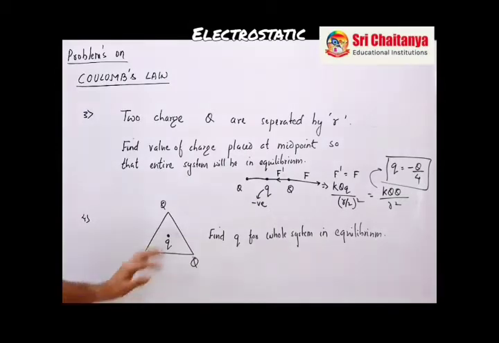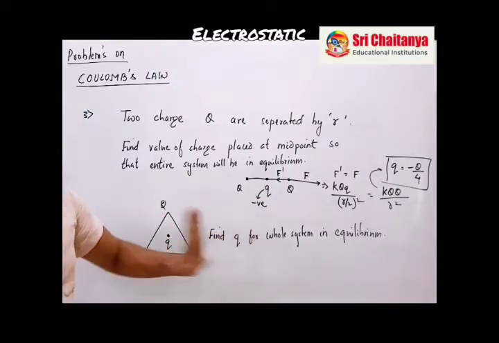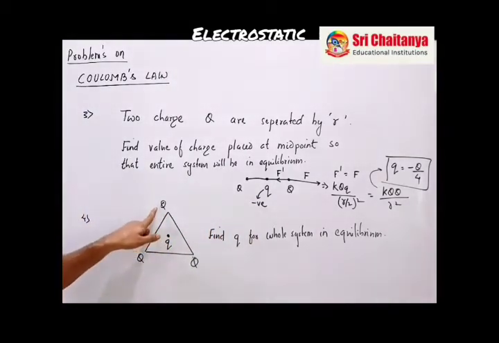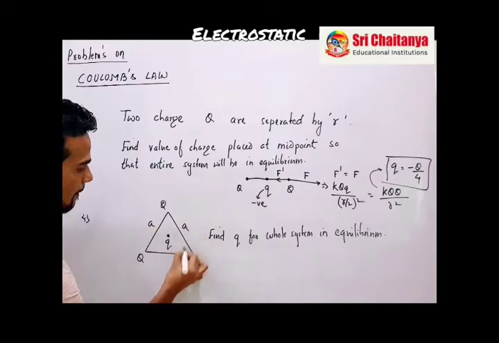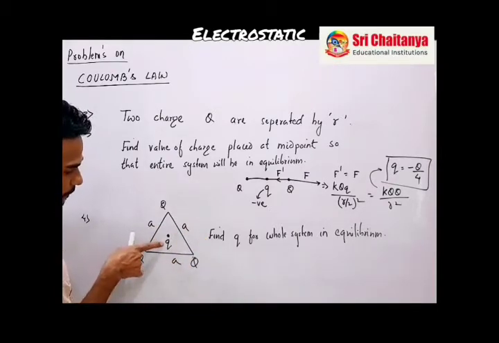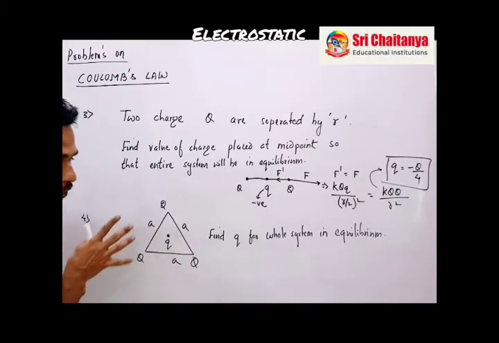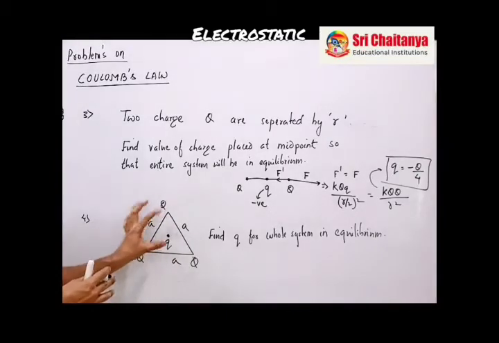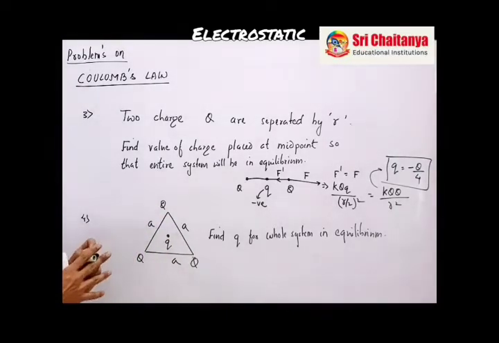Now based on the same concept, we have one more question. Here, three charges are placed at the three vertices of an equilateral triangle. If you see, this is an equilateral triangle, and they're asking what should be the value of charge q placed at the centroid, so that the entire system will be in equilibrium.